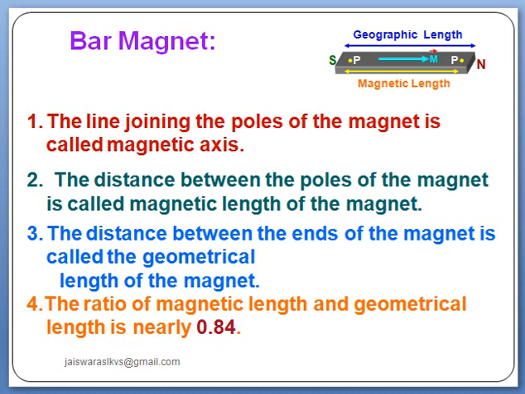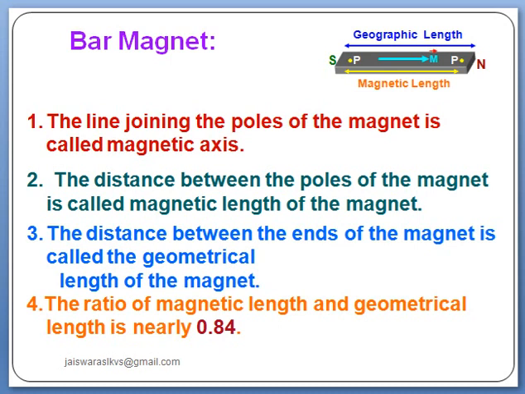And what about the magnetic length of the magnet? See, the distance between the poles of the magnet is called magnetic length. The distance between poles of a bar magnet is called the magnetic length of the magnet. And what about the geometric length of the magnet? The distance between the ends of the magnet is called the geometric length of the magnet.